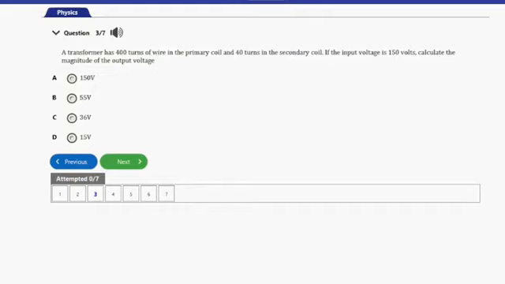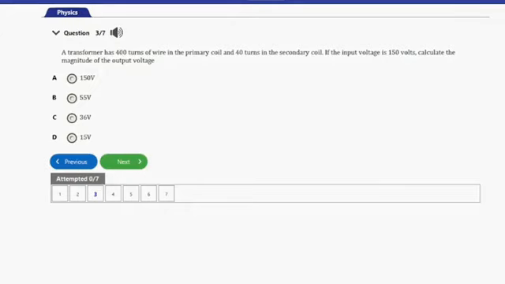Again, we are going to have that the number of turns on the primary, that's N for primary, over that of secondary, that's N for secondary, is equal to the input voltage, that's E for primary, over the output voltage, that's E for secondary. So if we make ES the subject of this equation, ES is going to be 40 times the 150 volts all over the 400. If we calculate this, we're going to have 15 volts, and that's option D here.